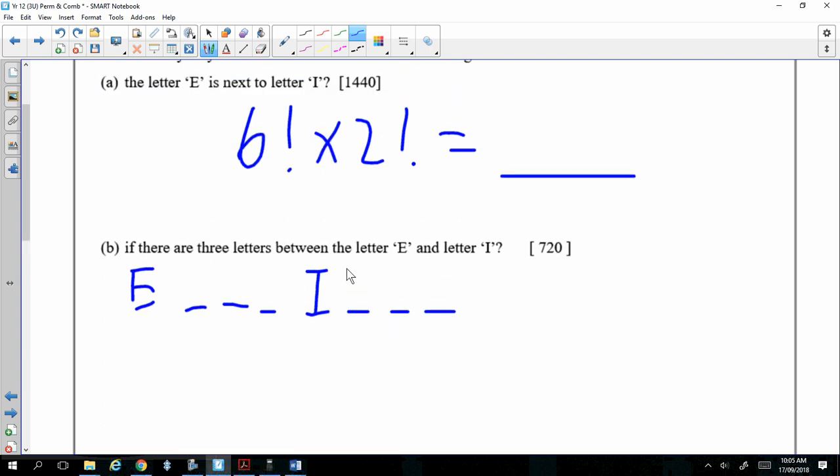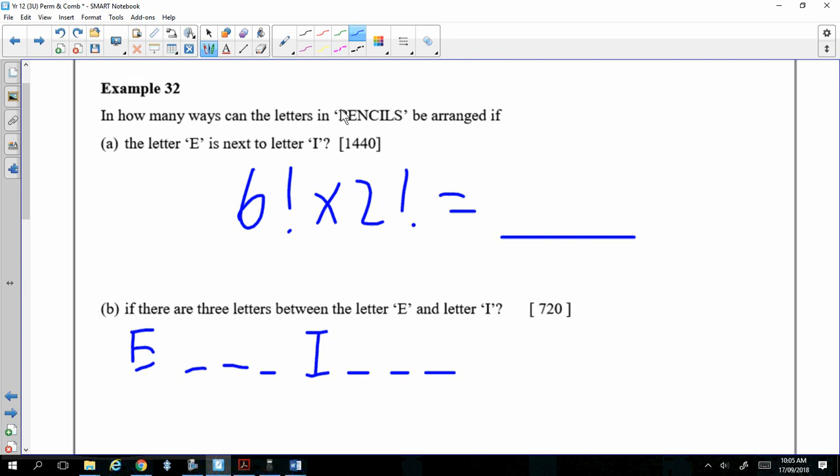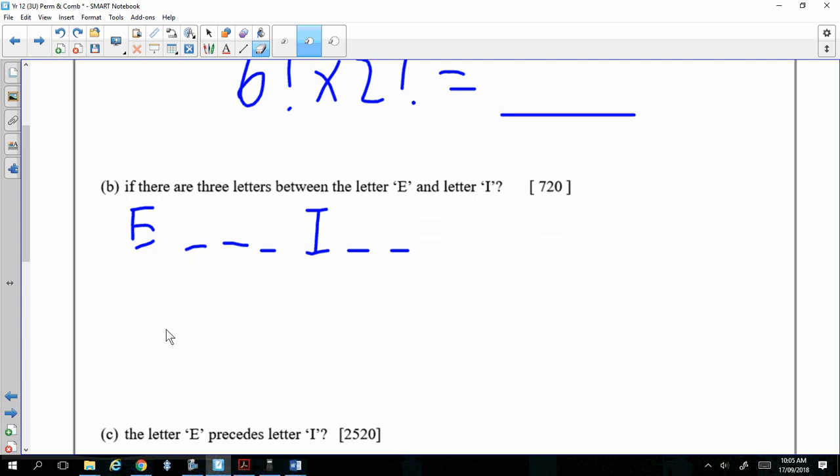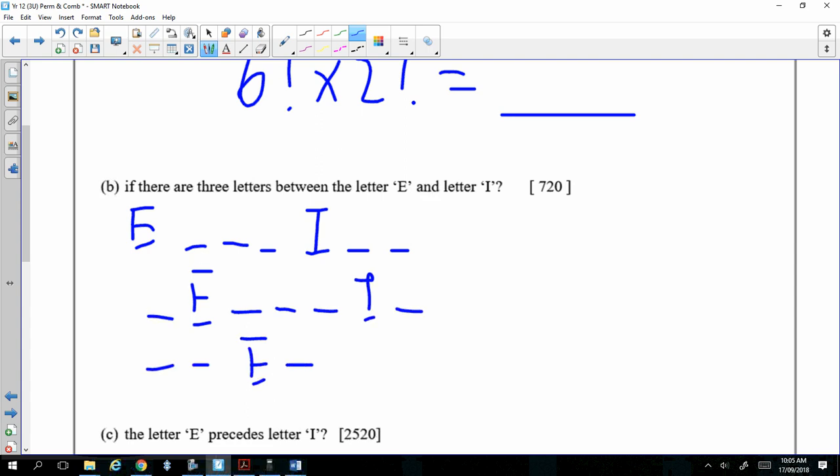So what other cases are there? E, 1, 2, 3, I, or 1, 2, 3, E, 1, 2, 3, I. Okay? So how many ways here? So the number of ways will be, there's 5 remaining letters. So 5 factorial. There's 5 factorial here. There's 5 factorial there, right? So how many? And you have to add them together.